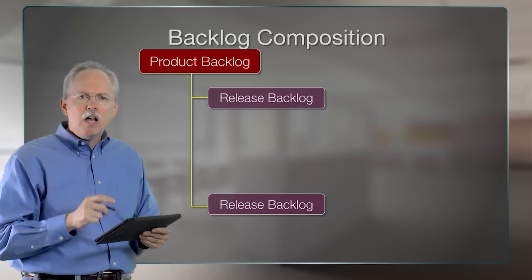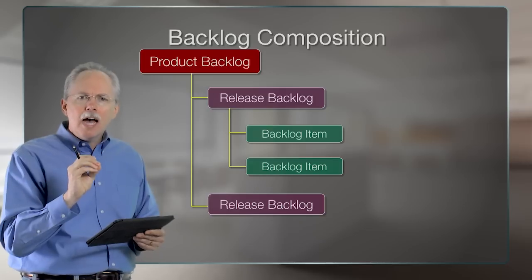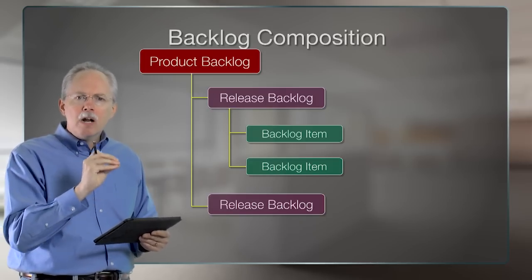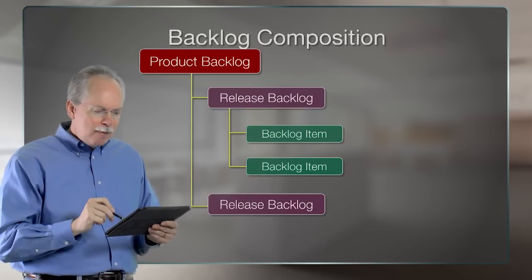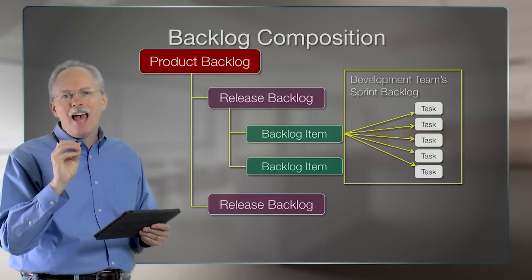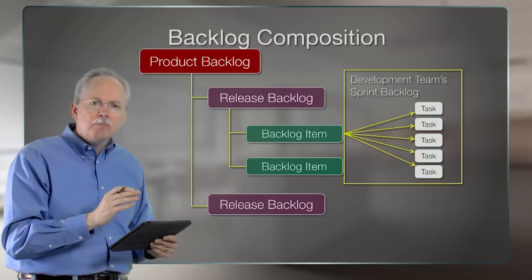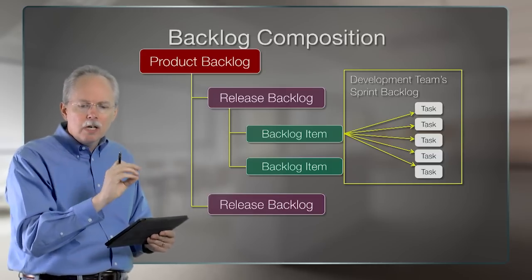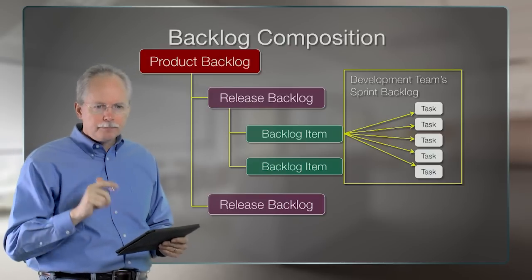But the basis of all the backlog are the backlog items themselves. The backlog item is the unit on the backlog. As product owners, we get to define those. We give it to the team, and they'll take that backlog item and break it into tasks later on in the sprint backlog. But the product backlog is mostly made of backlog items, from which we can create views called release backlogs. Every backlog item can be broken into tasks by the team to work on.